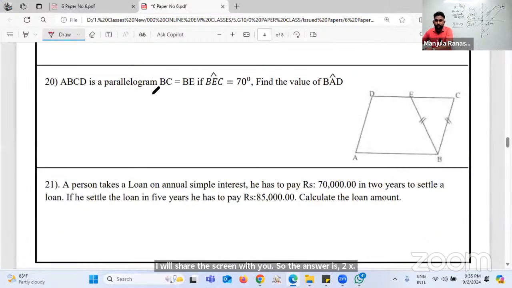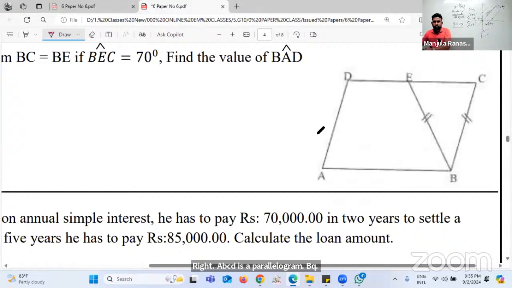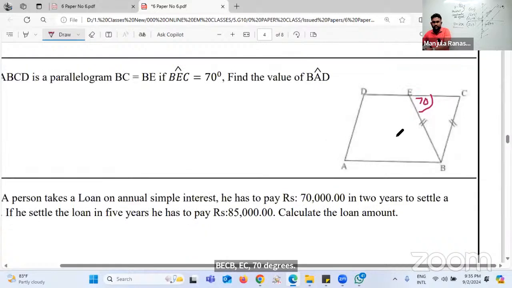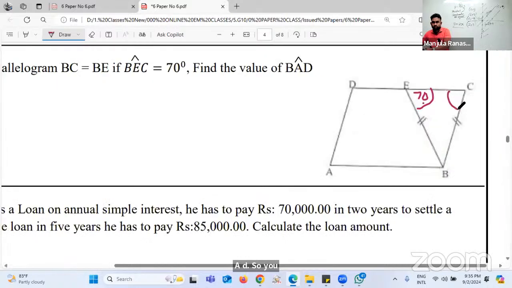Right, ABCD is a parallelogram. BC equals BE, so you can mark BC equal to BE. If angle BEC is 70 degrees, see there, this is 70 degrees. Find the value of angle BAD. So you know that that is a parallelogram. Now this is 70, which means this is also 70. Mark it in the diagram itself. Remember that, students, mark this information in the diagram itself.